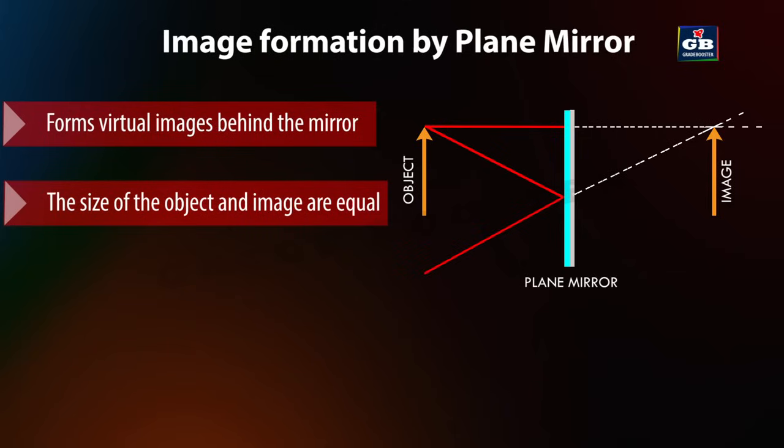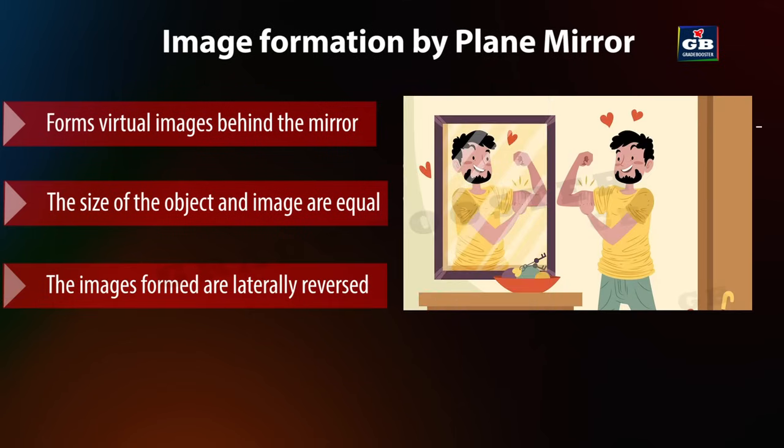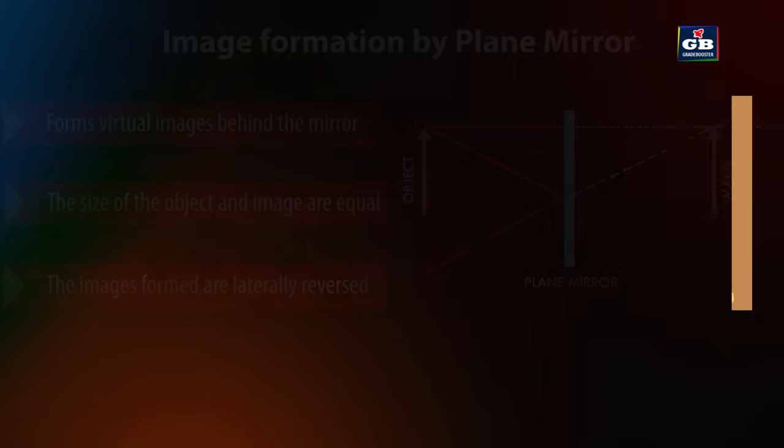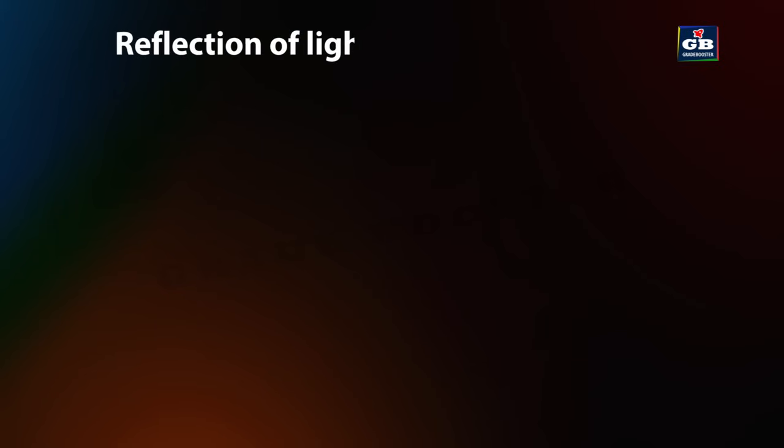Laterally reversed. The images formed by plane mirrors are laterally reversed, also known as left-right reversed. This means that if you raise your right hand in front of a plane mirror, your image will appear to raise its left hand. Now, let us understand the reflection of light by spherical mirrors.